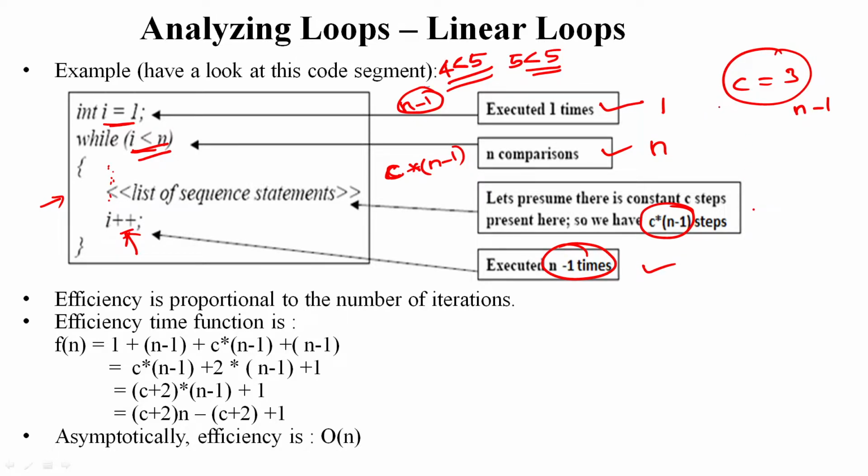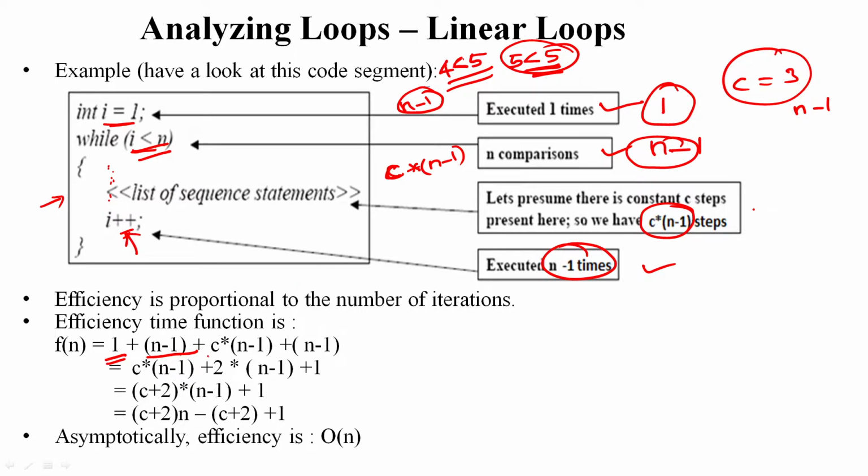So now we have to add all the statements' run time. Here, I equal to 1 runs first, then the comparison runs n minus 1 times. Actually, n comparisons can also be counted, otherwise n minus 1 comparisons, because it is executed for 4 less than 5, and then 5 less than 5 means the condition is false.